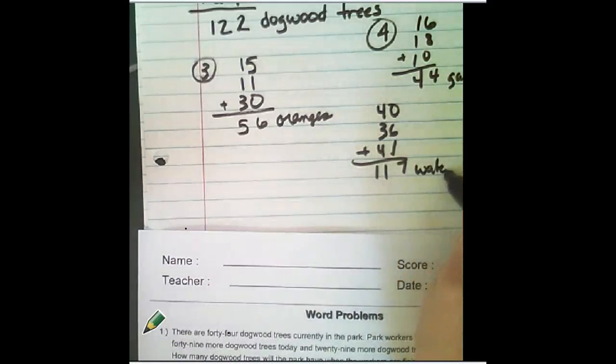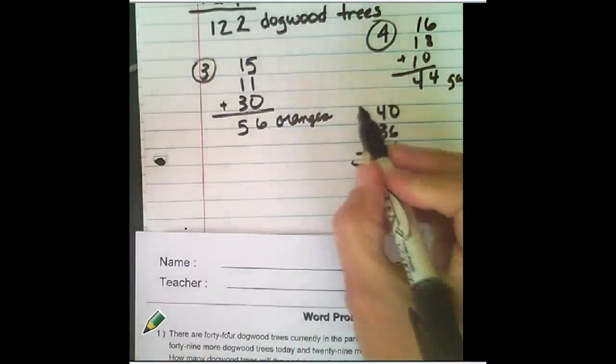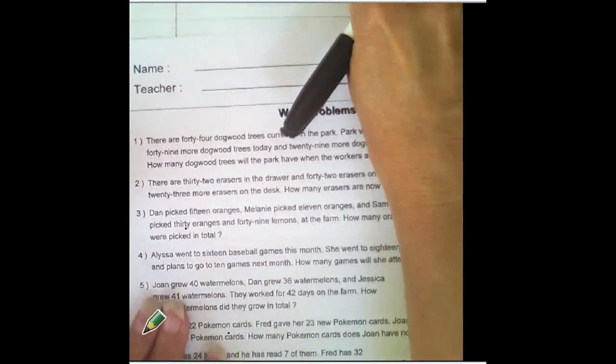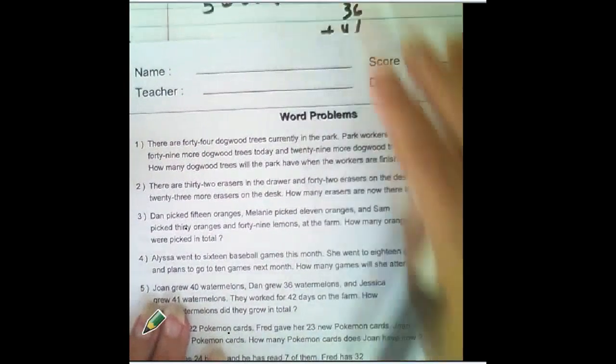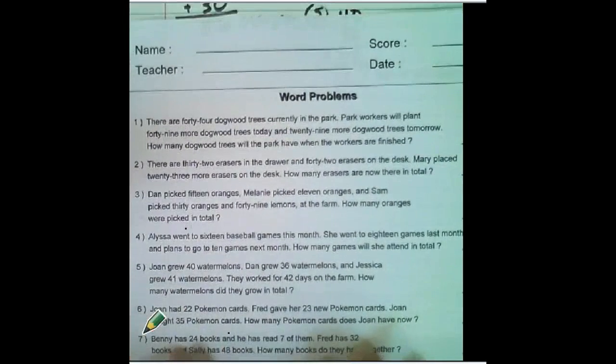We would have 117 watermelons for number 5. Move this up so we can see it. Number 6.